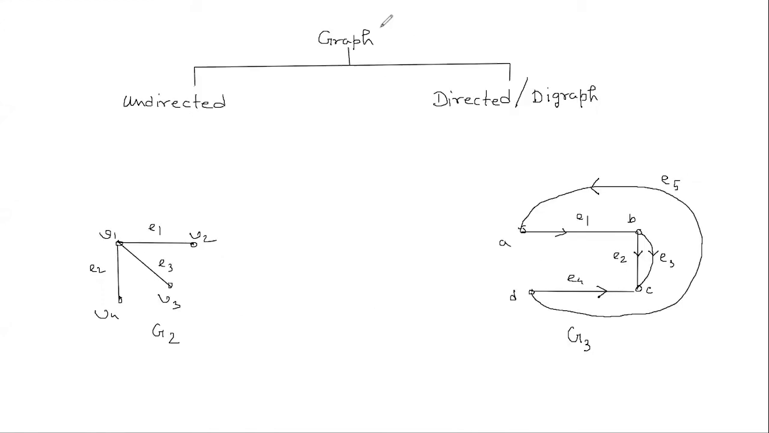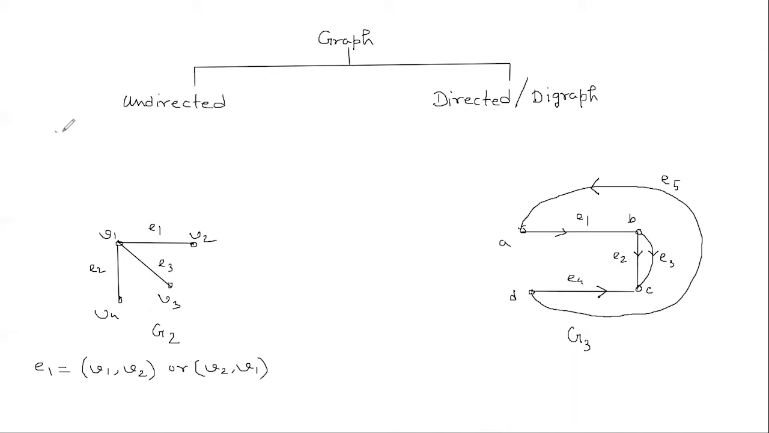Now we can classify graph depending on the nature of edge present in the graph. So here we may have two kinds of edges. One is called directed edge, the other one is called undirected edge. For example, if you consider the graph G2, here the edge E1 is associated with unordered pair of vertices. That means E1 can be written as V1, V2, or we can write this as V2, V1. So this is not ordered.